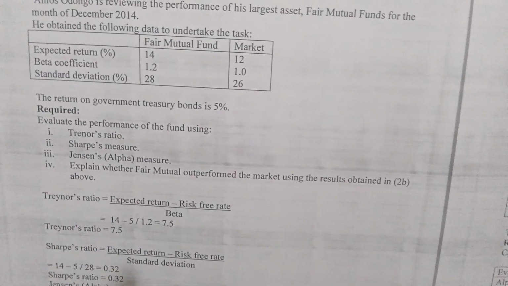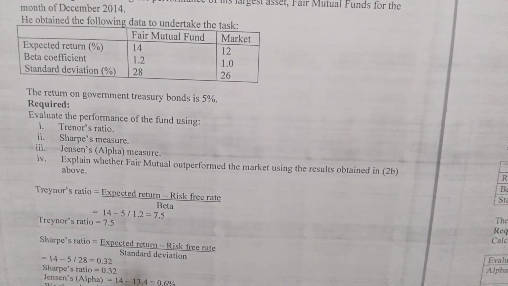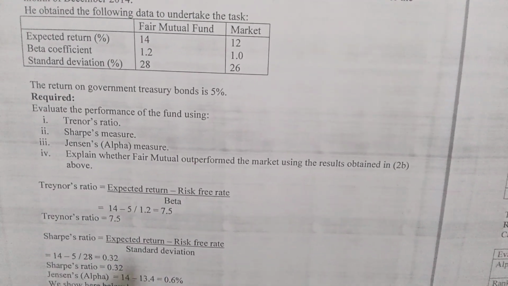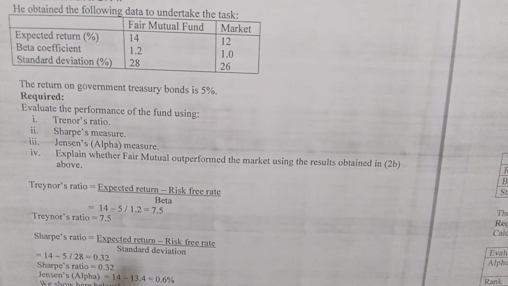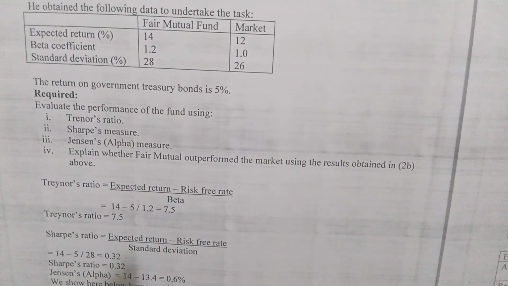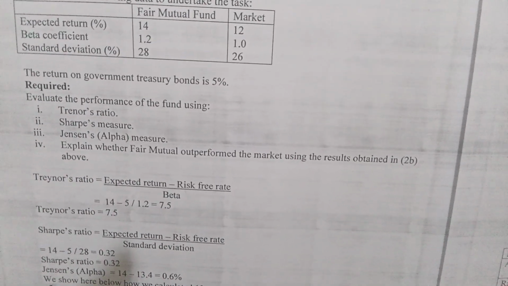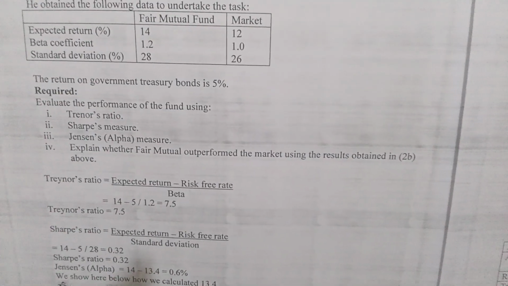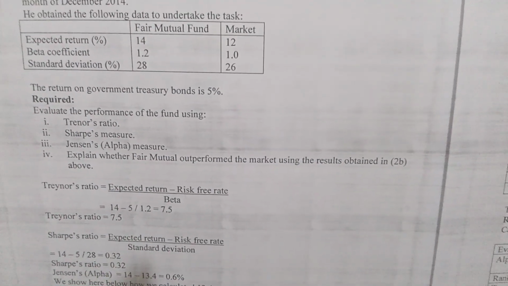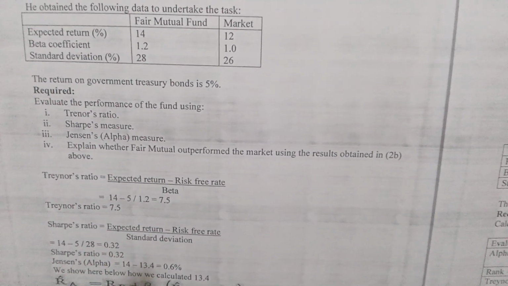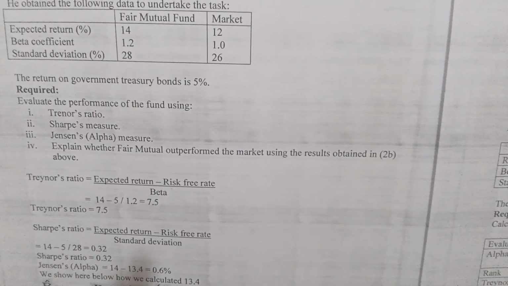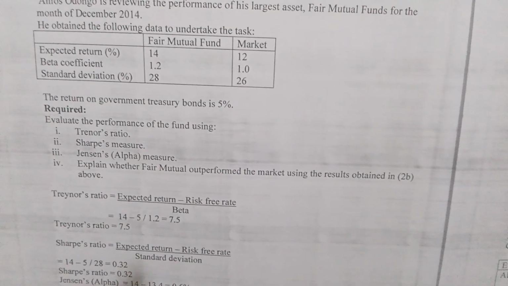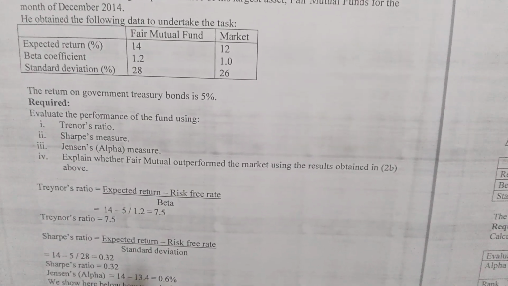So anytime you come across treasury bonds or treasury bills, it means that you are dealing with the risk-free rate. Risk-free rate means those securities where there is no risk of default. So the government does not default. So treasury bills and treasury bonds are riskless. So the 5% that you see there is the risk-free rate.